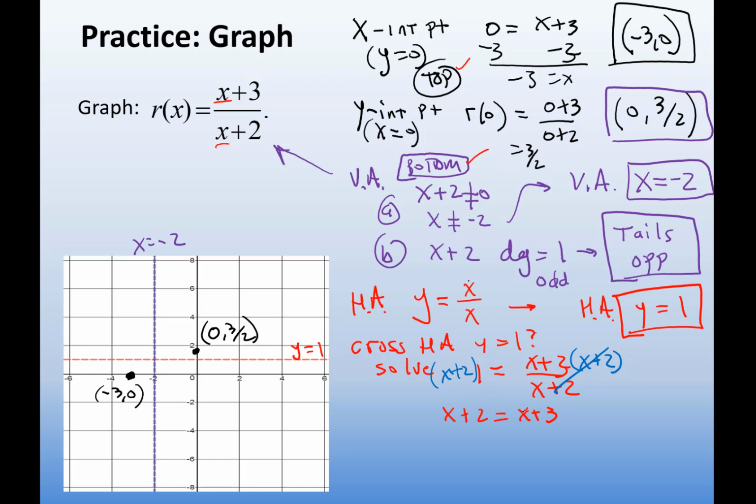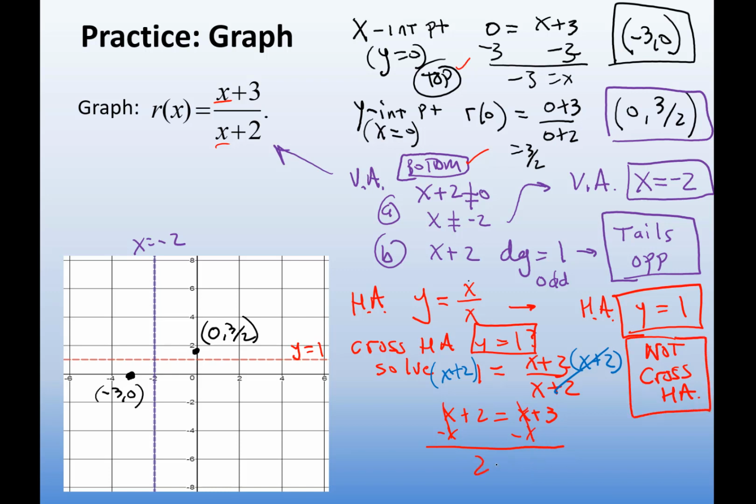Oh, wait, this looks weird. Let's get x by itself, minus the x to cancel these. But wait, minus x on both sides does cancel, and all the x's are canceled. What the heck does that mean? Well, that's impossible. 2 cannot equal 3, and that is an important clue for us. The equation is impossible, which means y never equals 1. So it does not cross the horizontal asymptote. Now that's going to be helpful for graphing.